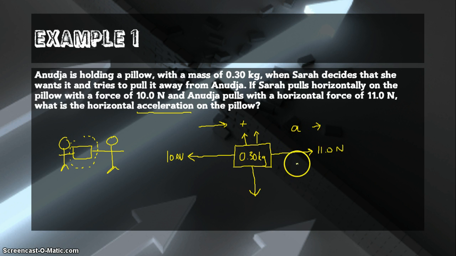So net force, since up and down forces have to cancel out, the net force is going to be our 11 newtons minus our 10 newtons, which gives us 1 newton.